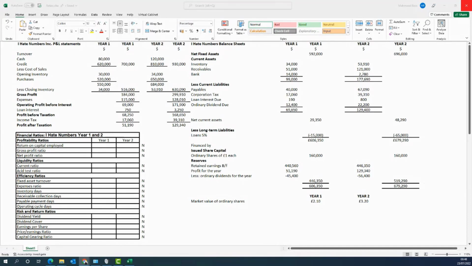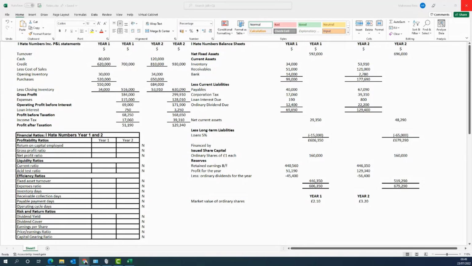This enterprise, I Hate Numbers, also has borrowed money, it has loan interest, it then has tax. Now I refer to it as income tax. Internationally, it's called income tax. Depending where you are in the world, you may refer to it as corporation tax or corporate tax. And lastly, we have the profit after tax.